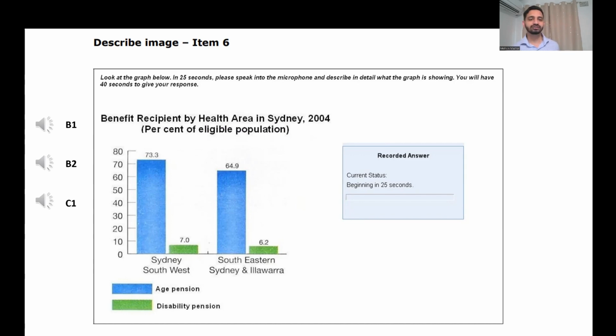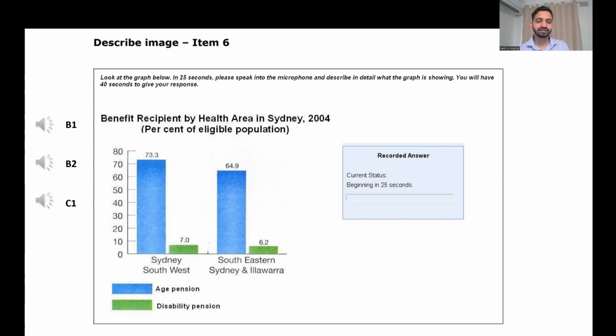All right, I hope you had a chance to look at this chart and record your response. Now we're going to review and analyze this response and understand what are the things that we can look at. So obviously, look at the first heading. It does give you the topic. The topic here is benefit recipient by health area in Sydney, 2004. Percent of eligible population. In brackets, that technical term means the percentage of the eligible population who receives a benefit from the health area in Sydney in 2004.